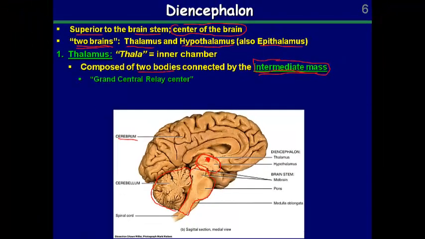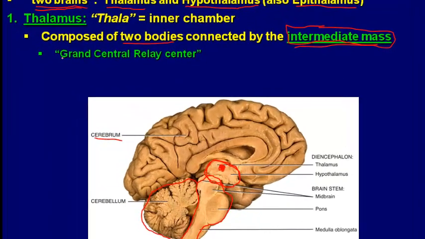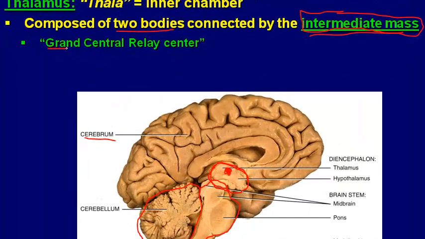So what does the thalamus do? Well, it does a number of things. Like most parts of the brain, there are all kinds of functions dedicated to the thalamus. But the number one function of your thalamus is to act as what I believe your textbook says, and I think it's a great phrase that depicts the thalamus: it's the grand central relay center.